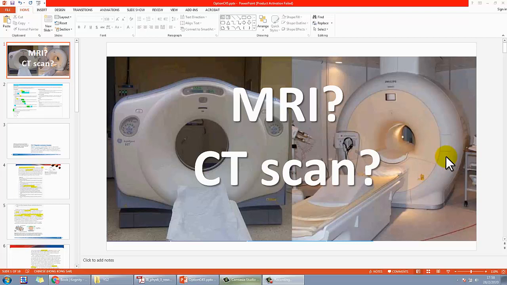Let's talk about the last part in option C, which is about MRI. In the picture, you can see there are two kinds of machine. They look quite similar. In fact, one of them is MRI, and the other one is the one that we mentioned before, called the CT scan. So I think you don't really have to distinguish the two of them by the appearance, but more about how they work.